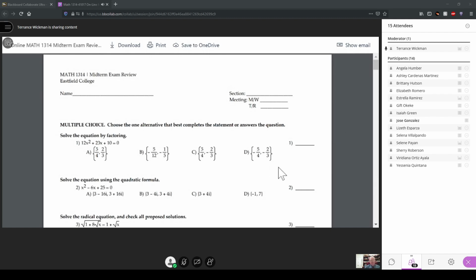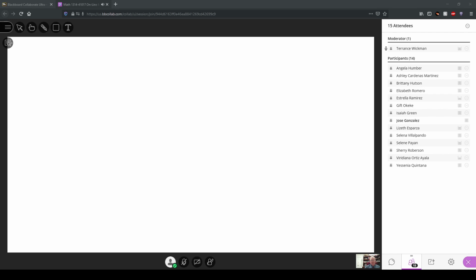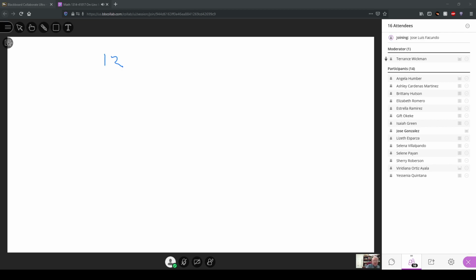Okay, so we're gonna start going fast now. So the first equation we have is 12x squared plus 23x plus 10. That should be equal to 0. And we're going to factor this using FOIL to find our zeros. So we're going to bring our 12x squared down.